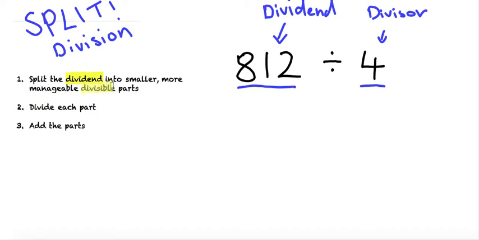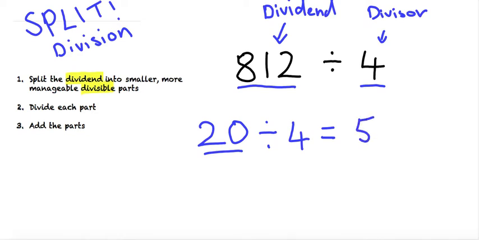So what does divisible mean? Well, a number is divisible by another number if it can be shared equally. So 20, for example, is divisible by 4 because 20 can be shared equally into 4 groups. That means each group will get an equal number without any left over. Each group will get 5. So 20 is therefore divisible by 4.